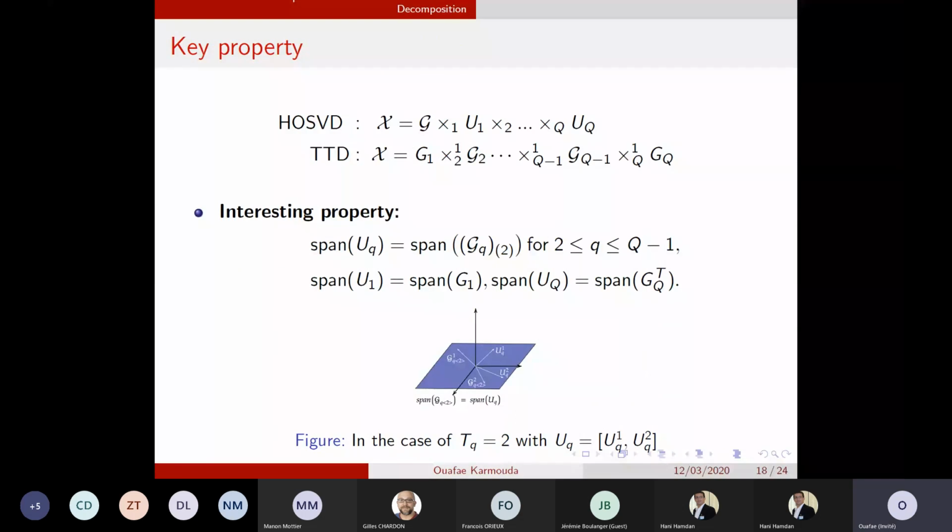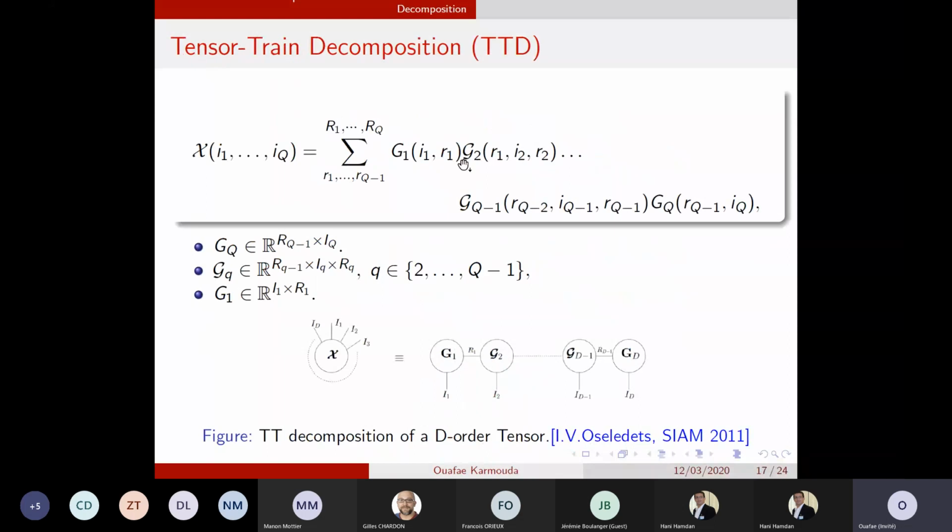So in order to reduce the complexity of the higher order singular value decomposition of X, which is given by these decompositions, where U1 until UQ are the factor matrices, we're going to compute the tensor-train decomposition of X, which is given by this expression. This expression is the notation of this, which means that each element can be written as this expression.